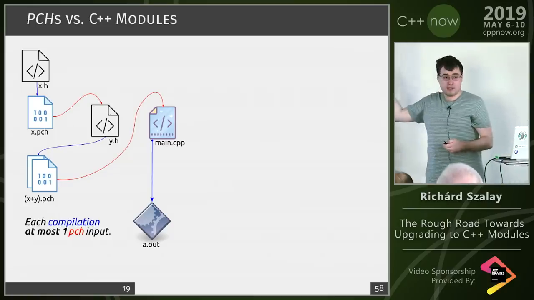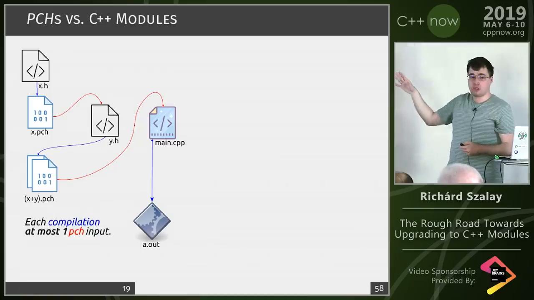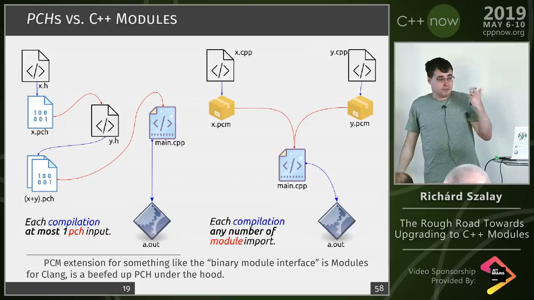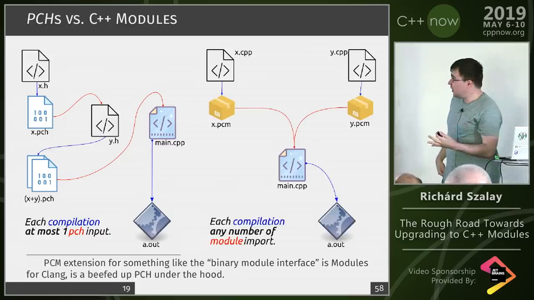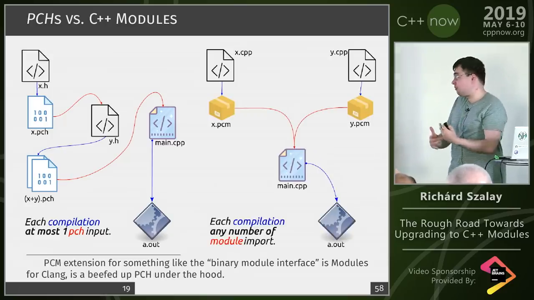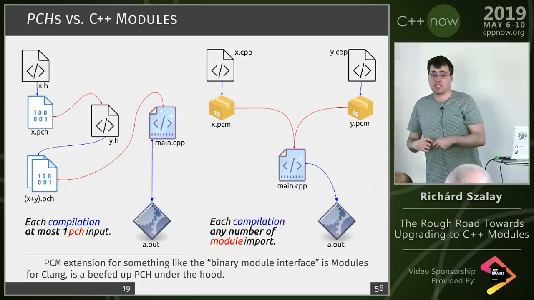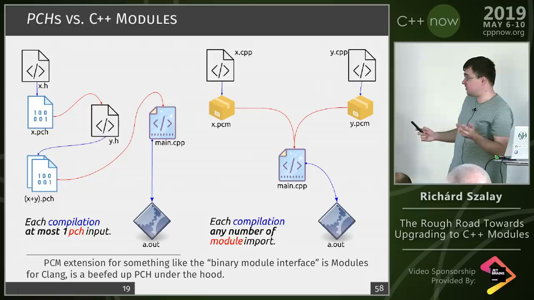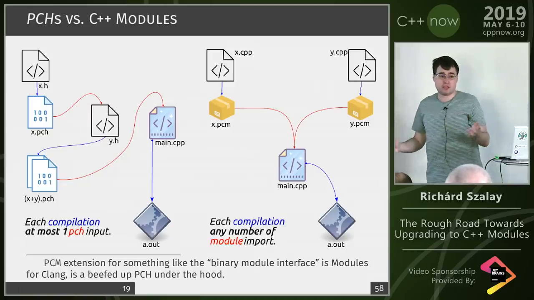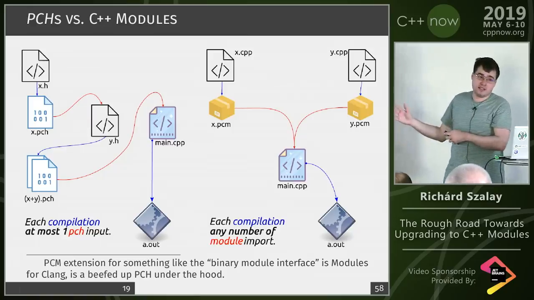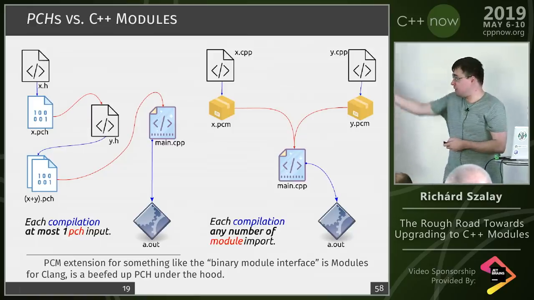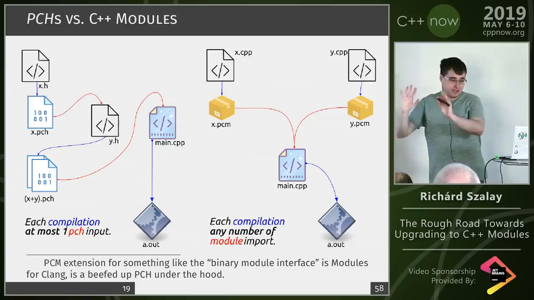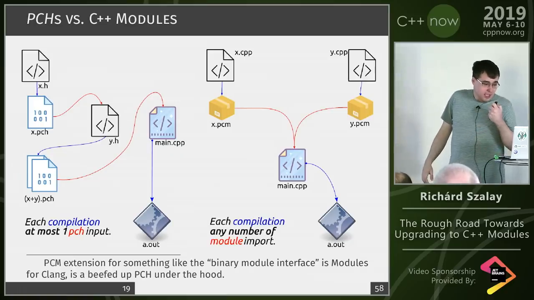So this is a line. You can break this line anywhere, but for each compilation, you could have at most one precompiled header, so it's always a line. Now, compared to that with modules, you have some file that describes your module. You create some representation of it. I think the talks on the mailing lists refer to this as the binary module interface. Deep down inside Clang currently, it's the representation of a precompiled header just with more metadata, but that's a Clang internal thing.